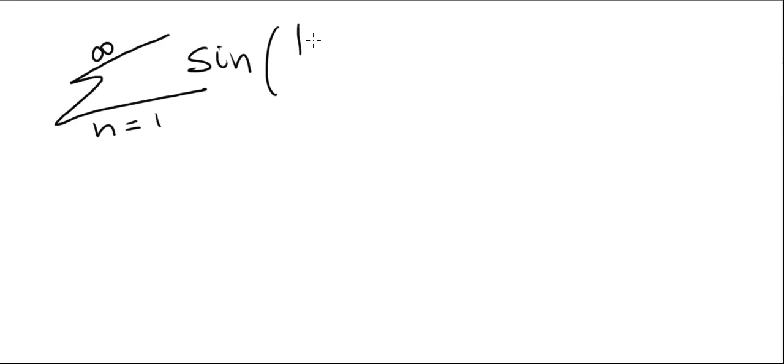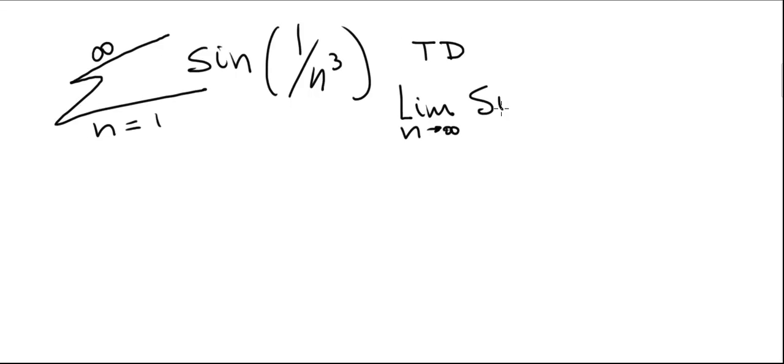We're going to determine if the series, the summation n equals 1 to infinity of sine of 1 over n cubed, converges or diverges. First, let's use the test for divergence, which I'll abbreviate by TD. It's the limit as n goes to infinity of sine of 1 over n cubed. We'll evaluate this limit. If this limit is not 0, we immediately conclude that the series diverges.